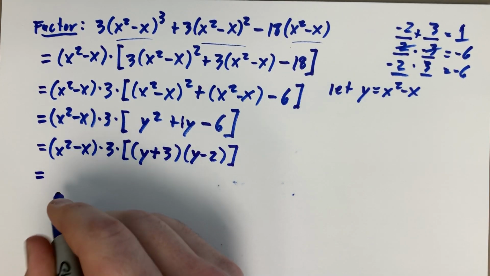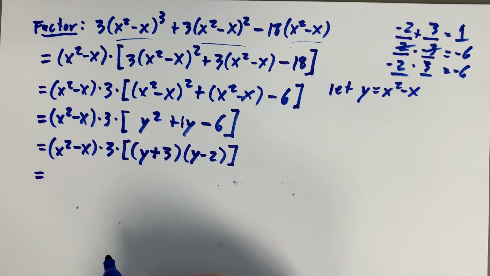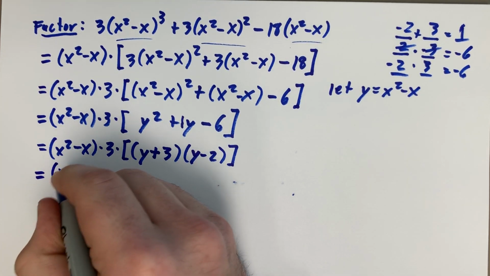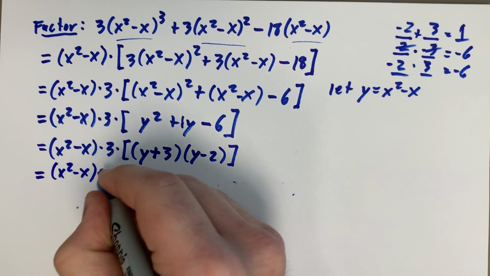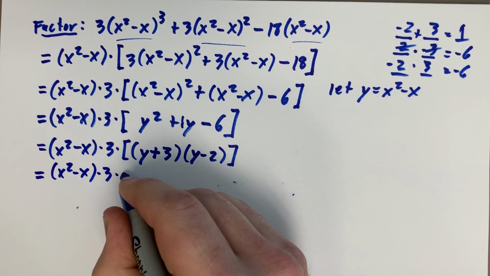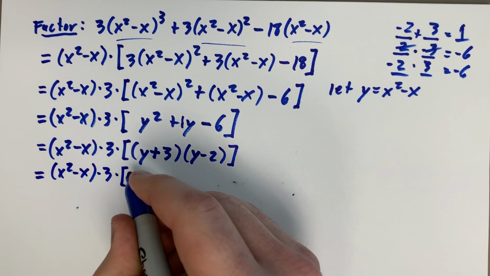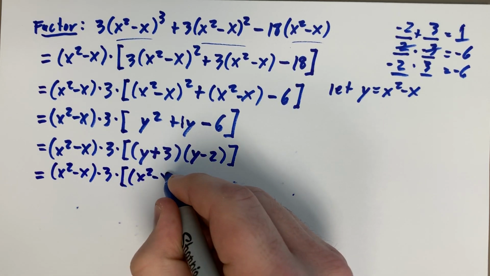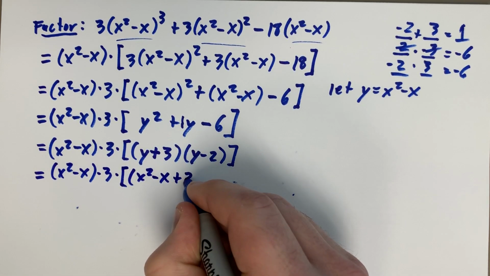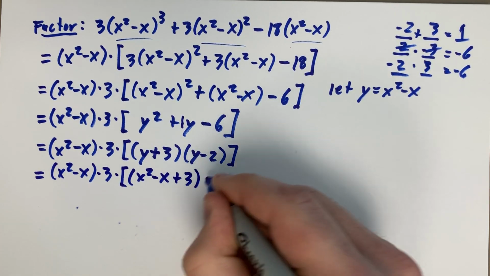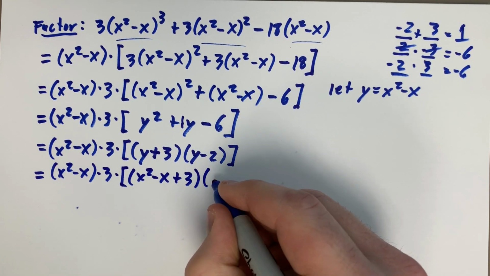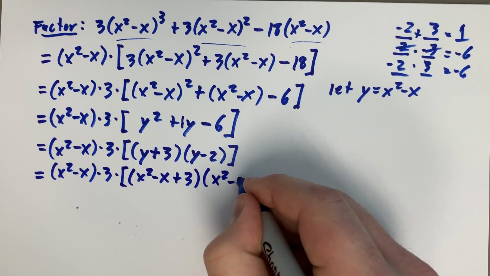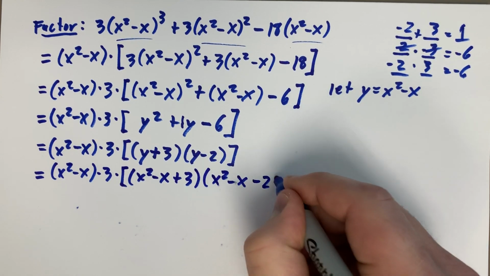Okay, so let's do that. Let's resubstitute in our y. So we have x squared minus x times 3 times, let's keep the brackets here for the time being, x squared minus x plus 3. And then this is going to be x squared minus x minus 2.